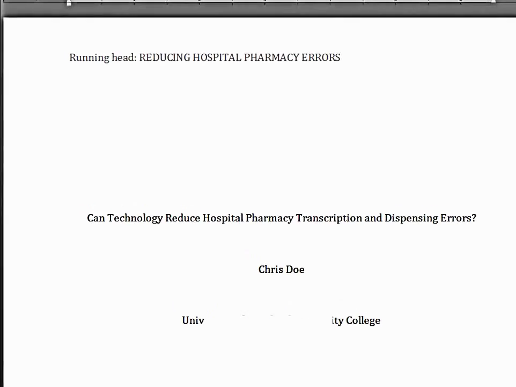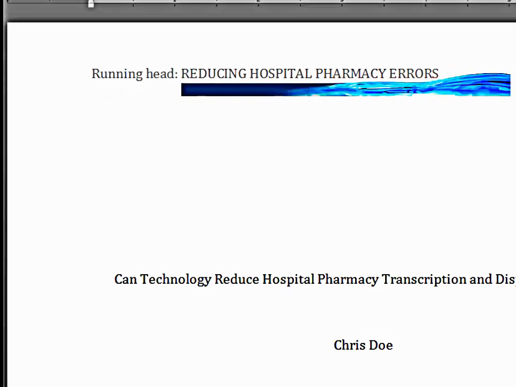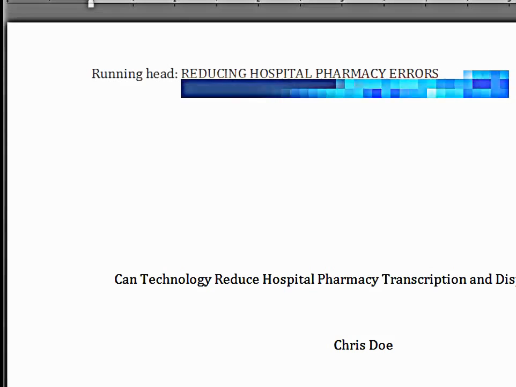As an APA paper, you first see a running head. Running means that it's going to appear on each page of the paper. Head means it will appear at the top of the page or the head of the page. The running head is usually 3 to 4 words that together indicate what the entire paper concerns. Here the running head is Reducing Hospital Pharmacy Errors.